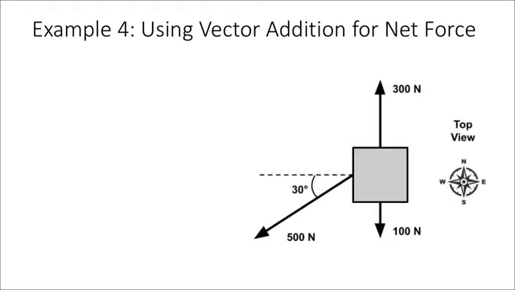All right, let's say that you're given an aerial view to the right here, so from above, of a box that's being pulled in 3 different directions by 3 different people.